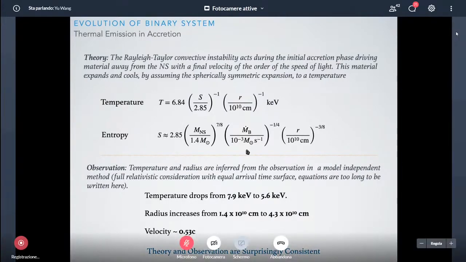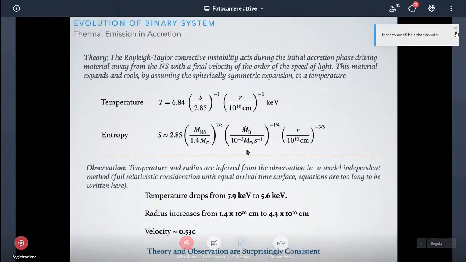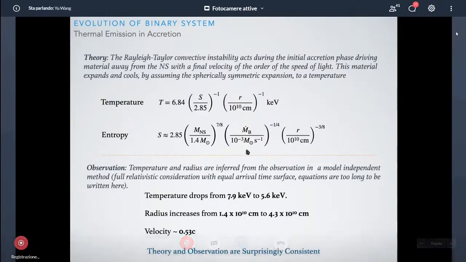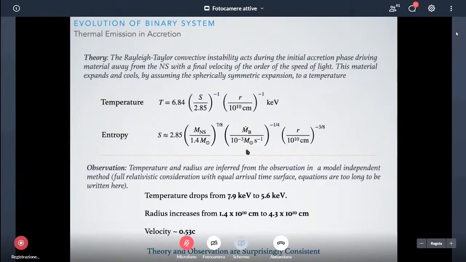This emission is explained by the adiabatic expansion of the thermal outflow from the accretion region. The Rayleigh-Taylor convective instability acts during the initial accretion phase, driving the material away from the neutron star with a final velocity of the order of the speed of light. This material expands and cools. Assuming spherically symmetric expansion, we have the theoretical function, also the temperature and the entropy, as shown here.